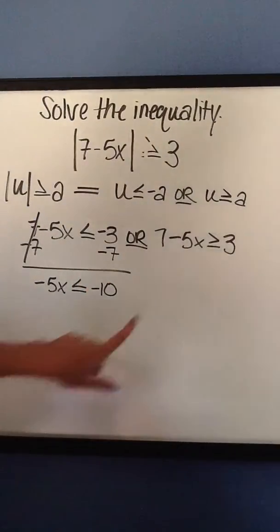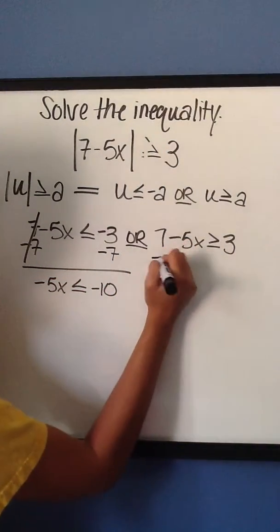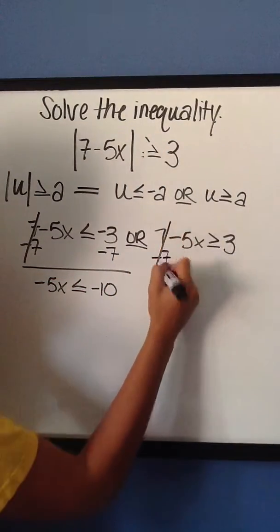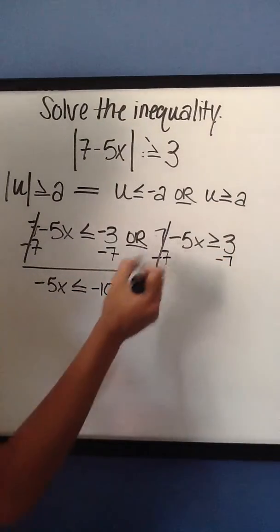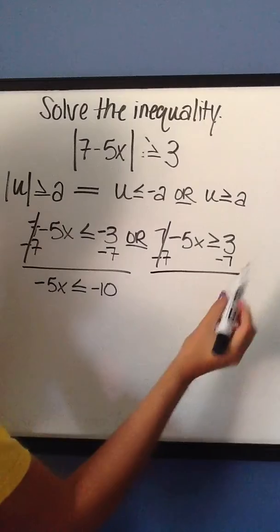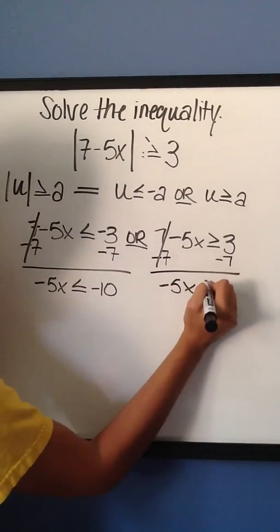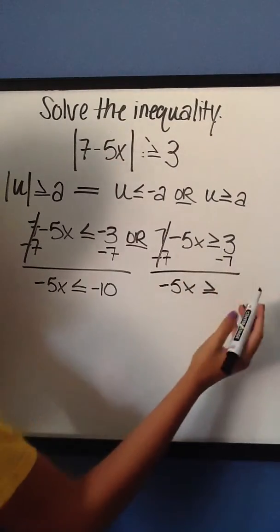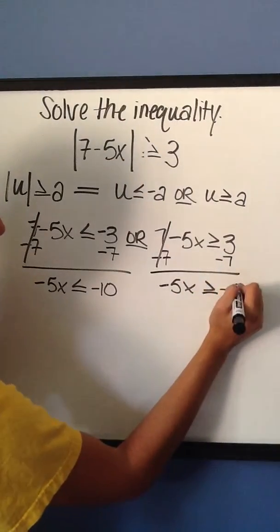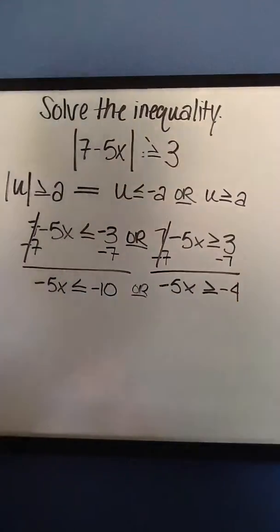Now let's also do that same thing over here. So we're going to subtract 7 to get them to cancel out, and we're also going to subtract 7 to the other side because that's what we did to the left. So on this side we're left with a negative 5x is greater than or equal to, and a negative 7 plus a 3 is a negative 4. Remember to write that or statement in there.